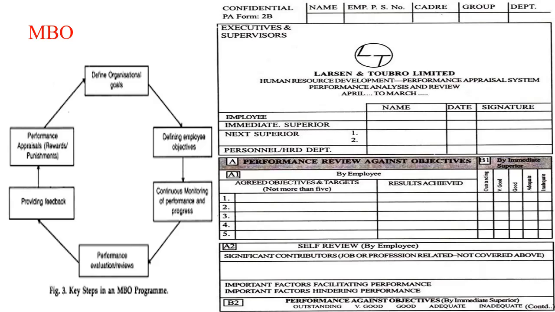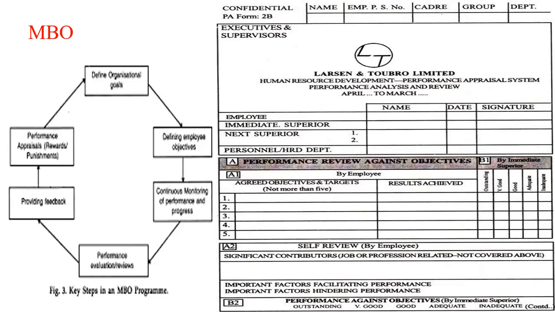So this cycle continues. A very small example is given here when it comes to management by objective, from Larsen and Toubro, L&T Limited. Here, for the period April to March, the name of the employee, immediate supervisor, next supervisor and personal HRD head are identified, and then performance review against objectives. Agreed objectives and targets individually, and the results achieved are taken. Then results are rated outstanding, very good, good, satisfactory, not satisfactory. Then self-review by the employee is taken, that is significant contributions by the employee.